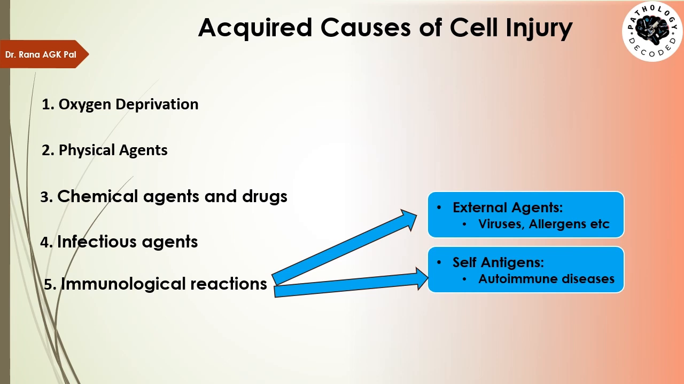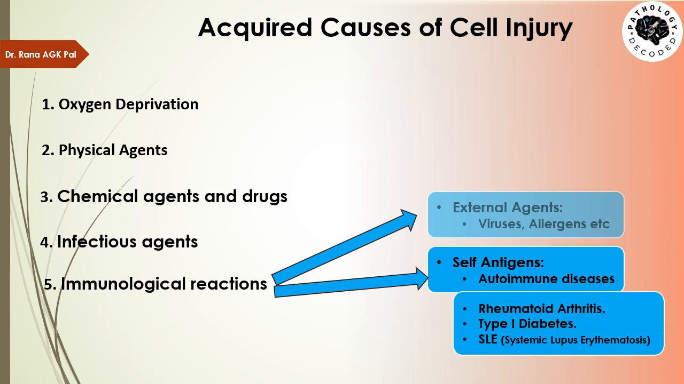Then we have immunological reactions, and these immunity involved conditions include external agents and self antigens. External agents are foreign bodies against which the body mounts an immune attack, and during this attack the cells of the body are injured. On the other hand, self antigens are involved in autoimmune diseases. Autoimmune diseases occur when the immune system mistakenly attacks the body's own tissues, thinking that they are foreign invaders. So the self cells of the body are taken as foreign particles, and this can lead to inflammation and damage to various parts of the body.